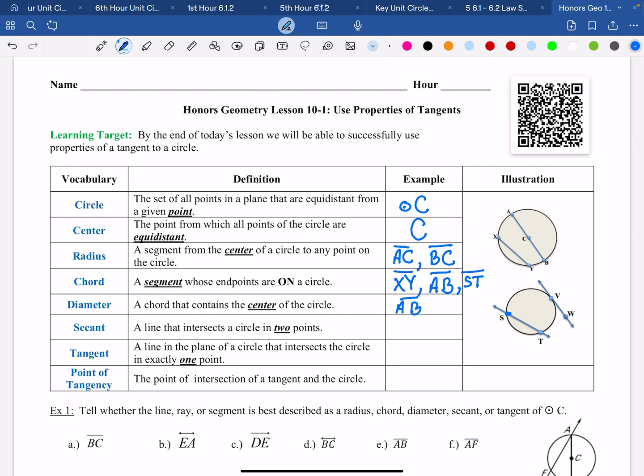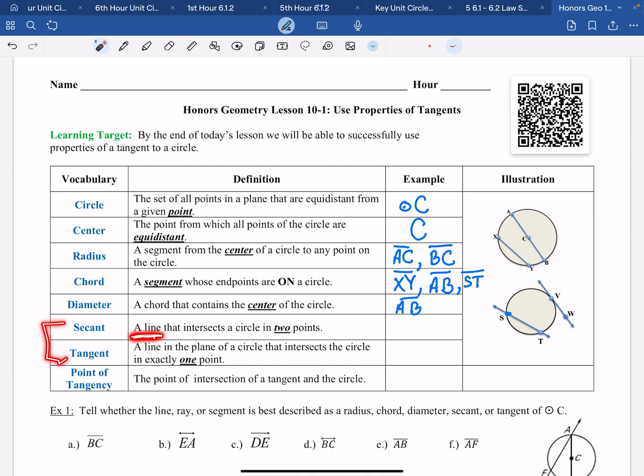Okay, next one is, we're going to be spending a lot of time differentiating these two terms right here. One is called a secant and the other one is called a tangent. A secant is a line. Now we're going to use that very lightly here because secants don't necessarily have to be lines. It could be chords.